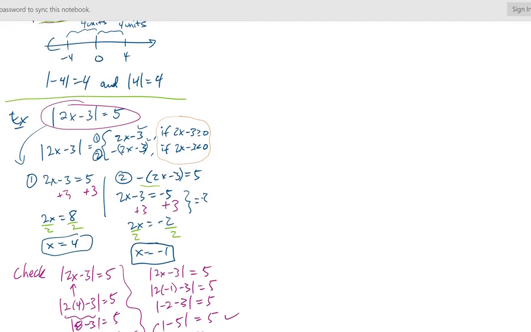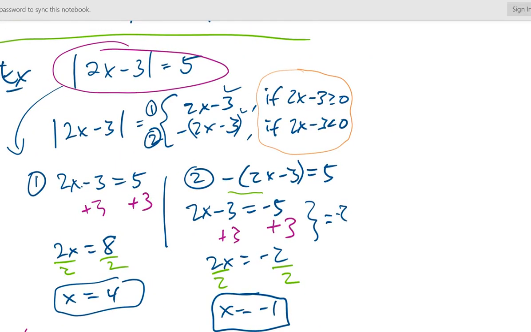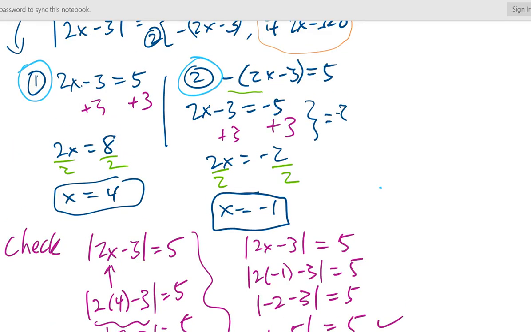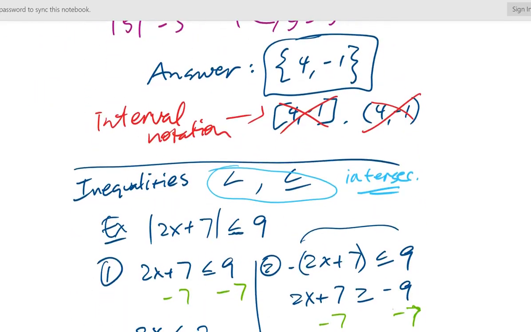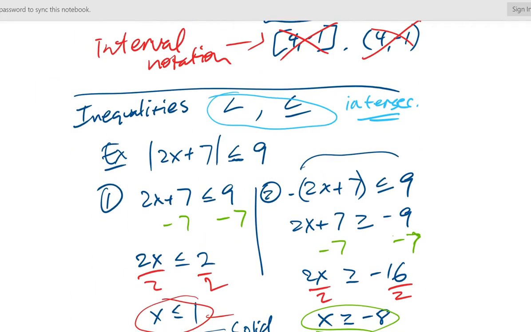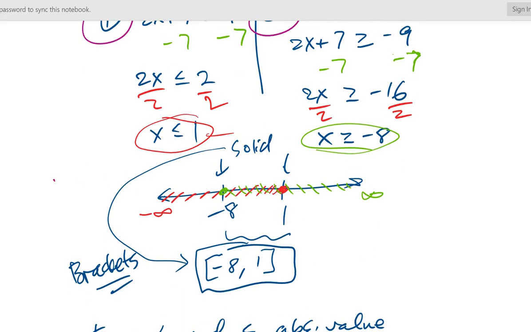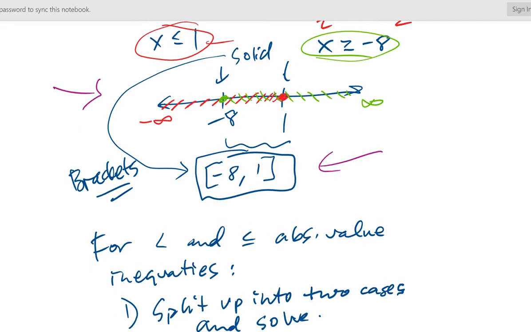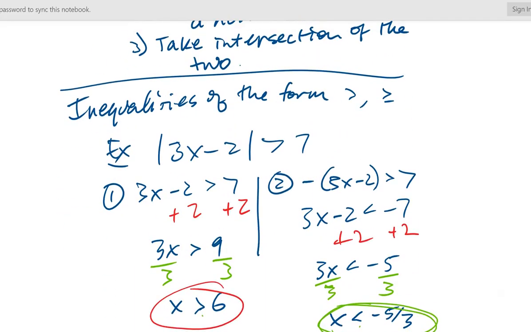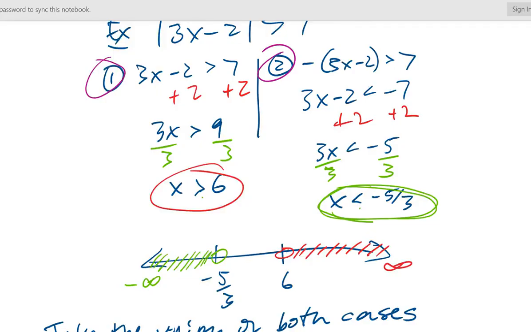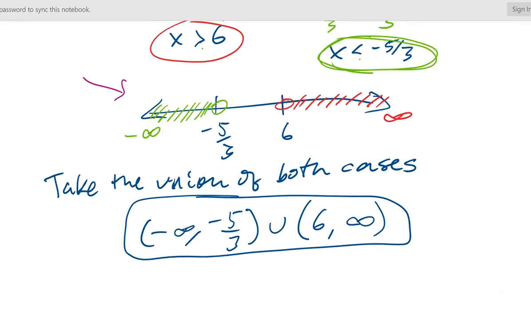Let's see what we did. We had 2x minus 3 equals 5. We did case 1, case 2, got the answer, done. Inequalities of the less than or equal to version: we did case 1, case 2, graphed them on a number line, took the intersection. Next type, inequalities of greater than or equal to. You did case 1, case 2, graphed them on a number line, and we took the union.